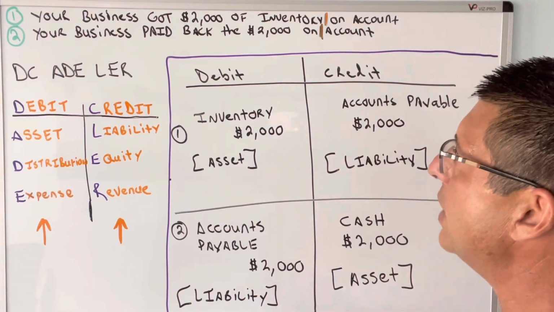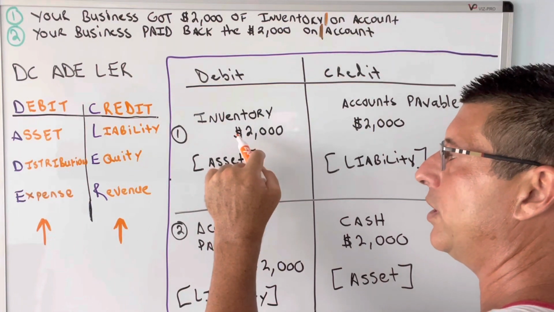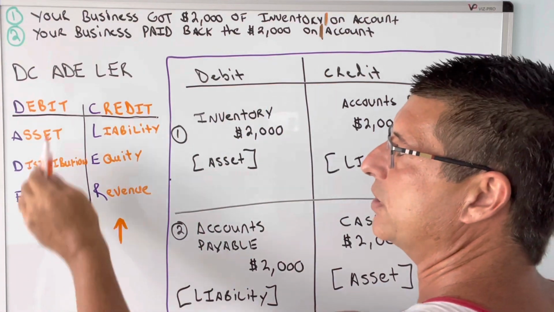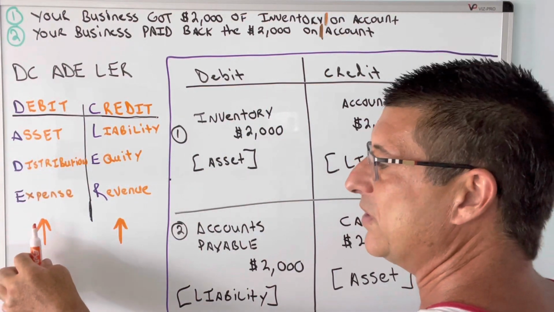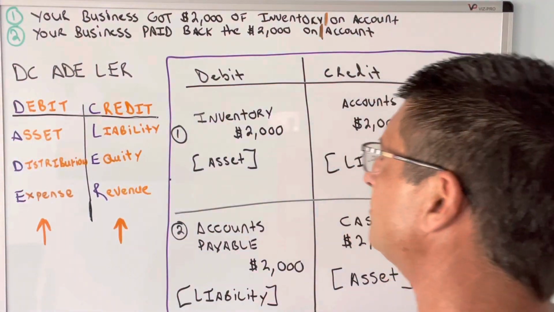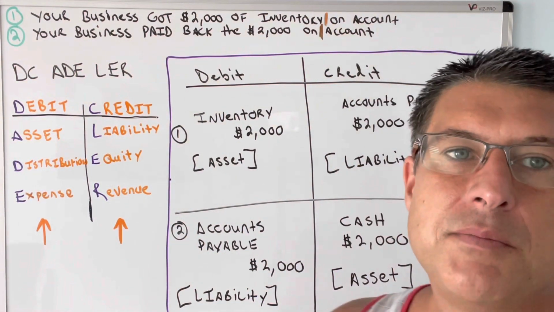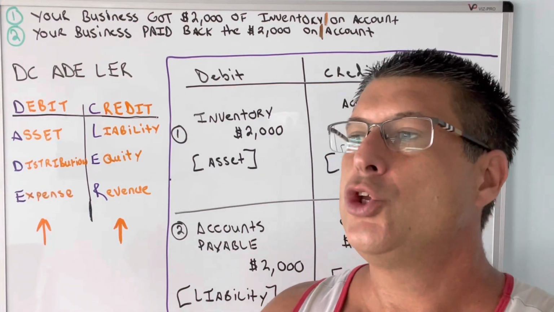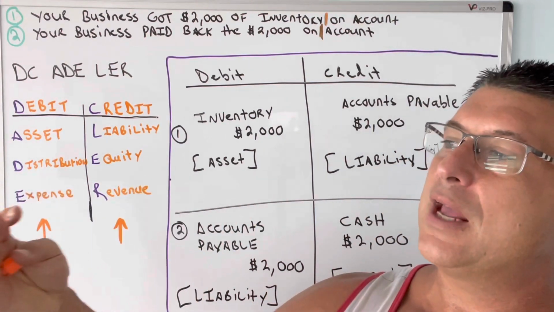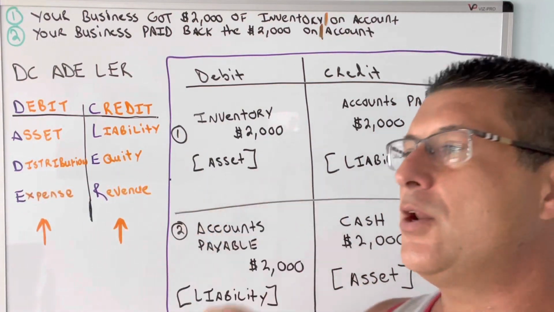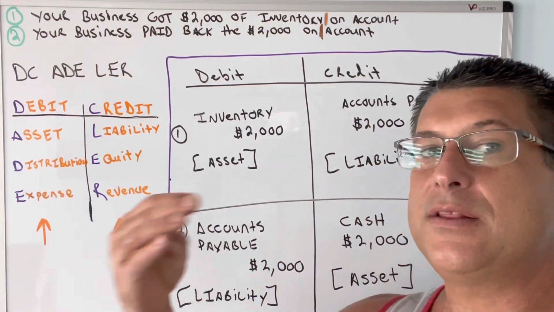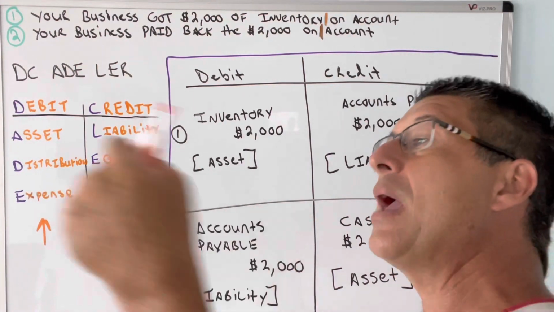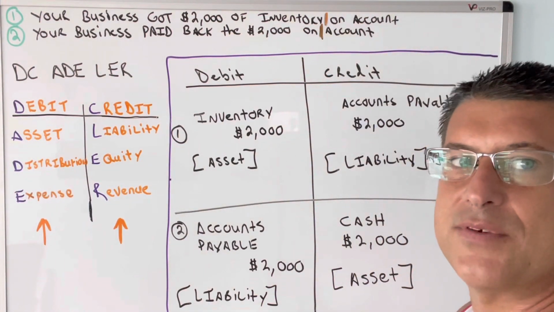Why do we debit it for $2,000? Because we got $2,000 of inventory and we know it's an asset and increasing in value. So we go to our DCAler and we know if it's an asset increasing in value, we're going to debit it. What's our credit? On account. Meaning, hey, we didn't pay you for it. We're going to pay you for it at a later date. Usually you'd get the inventory and you pay them cash. But now you're getting the inventory and you're saying, hey, I'll pay you cash later, but I'll basically give you an IOU. I'll pay you at a later date. So we have an accounts payable here.